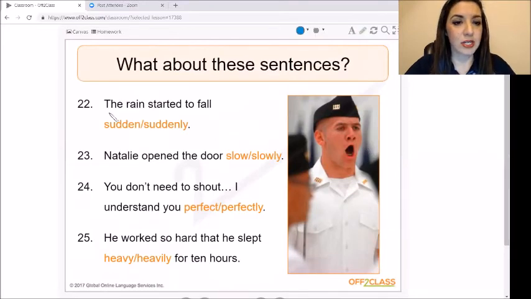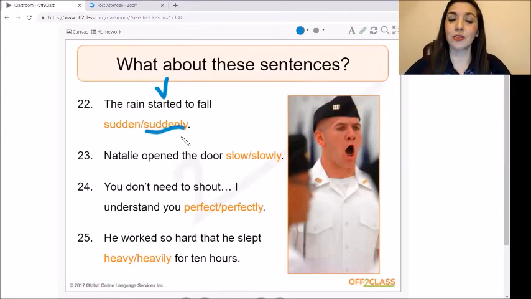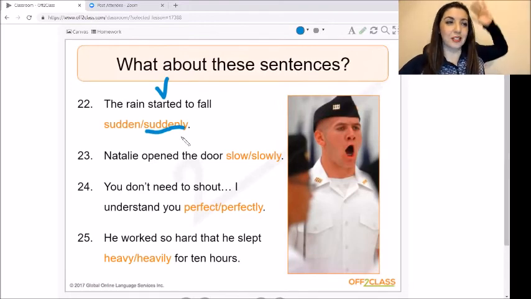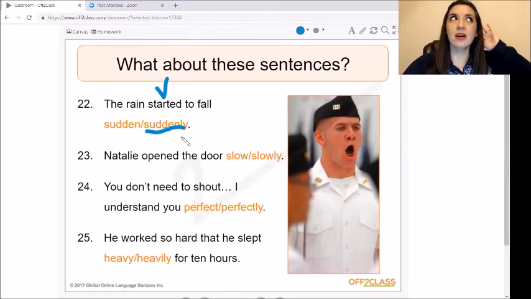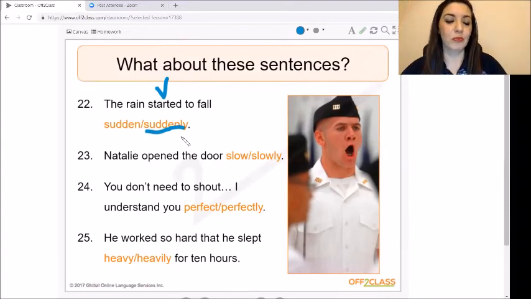All right. 22. The rain started to fall sudden or suddenly. Now we're looking at how the rain started to fall. So the verb, the rain started, how? Suddenly. It just started to fall. Suddenly. You've heard that before, where suddenly you hear, oh my gosh, it's raining outside. You hear the noise of the rain.